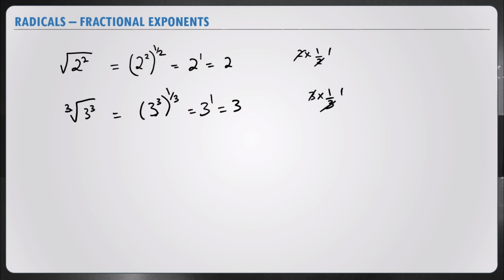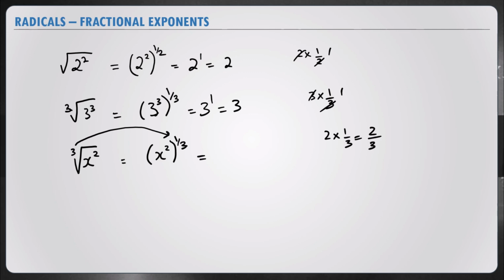Based on this, let's see if we can solve this. We have x squared and we want to find the cube root of x squared. Following the same rules, we have x squared to the power of 1/3 because we're talking about the third root. Let's multiply the exponents: 2 times 1/3 gives us 2/3. So this is equal to x to the power of 2/3.